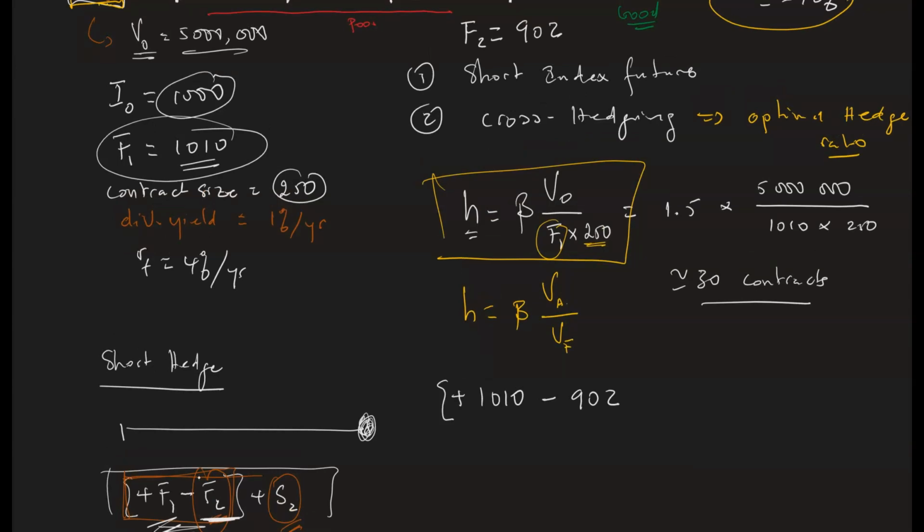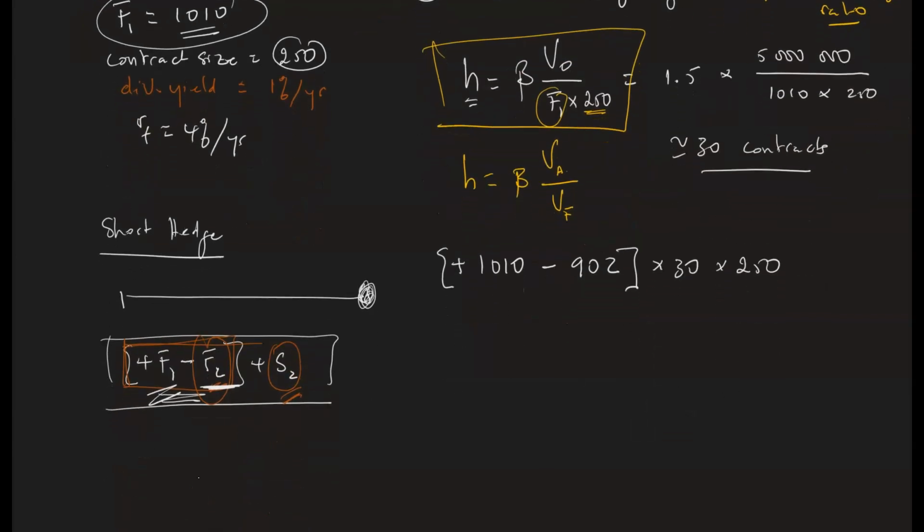That closes out our contract. Now, this is for one future. We said we needed 30 contracts, right? So we're going to multiply this by 30, and each contract has 250 futures, so it's going to be multiplied by 250.